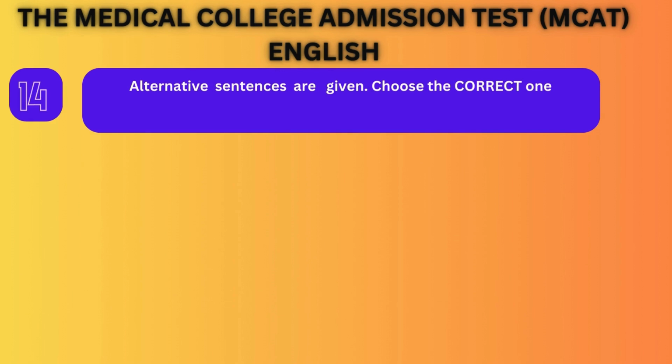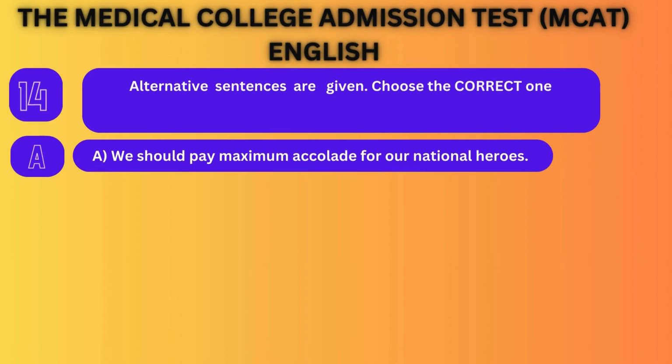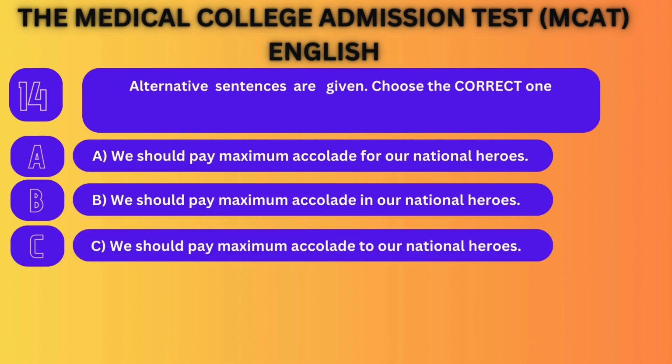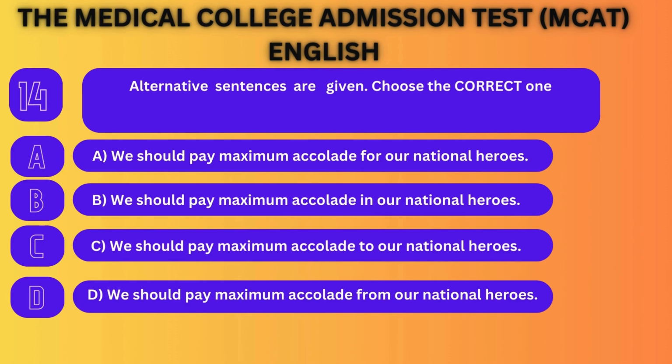Question number 14. Alternative sentences are given. Choose the correct one. Option A, we should pay maximum accolade for our national heroes. Option B, we should pay maximum accolade in our national heroes. Option C, we should pay maximum accolade to our national heroes. Option D, we should pay maximum accolade from our national heroes.